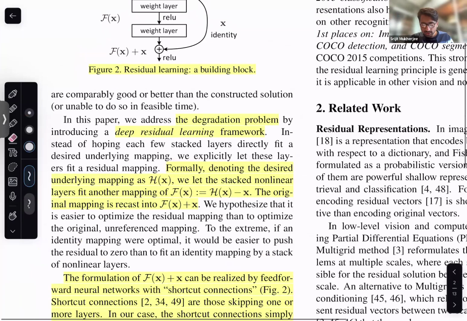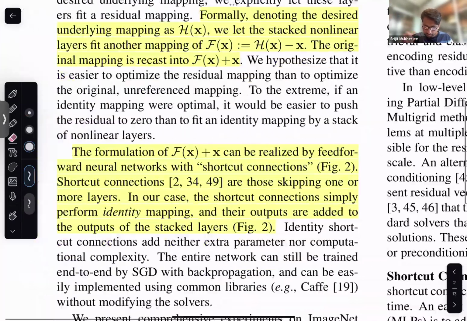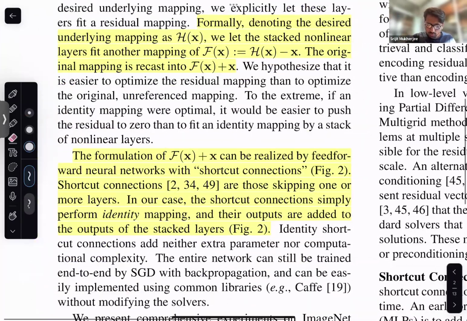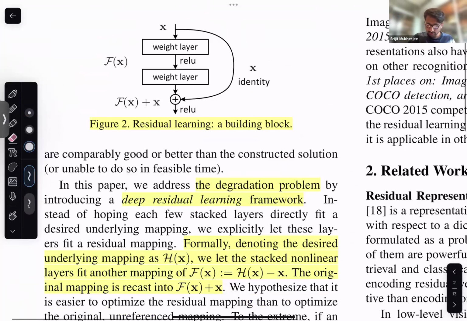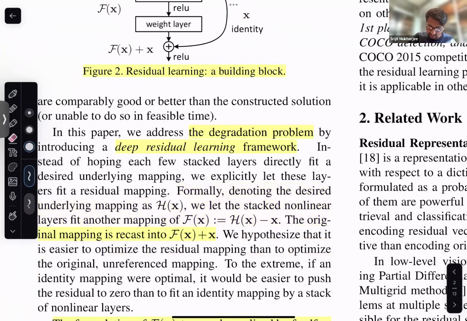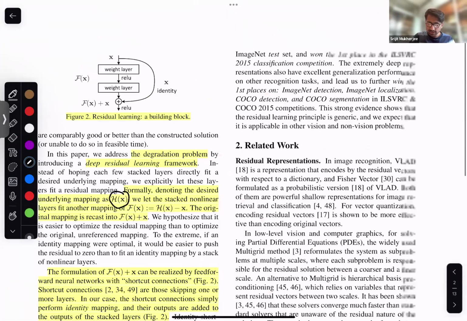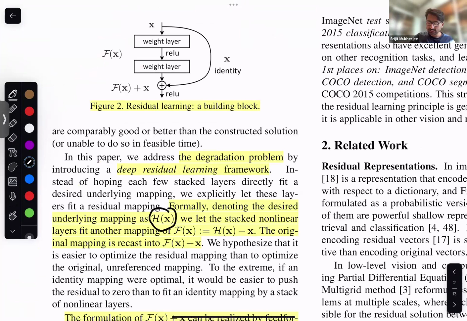So what they think is the following. They are trying to learn this final H(x). Let's say this is the mapping they are trying to learn. But instead of learning it directly, they learn it as first F(x) and then plus x. This is H(x).